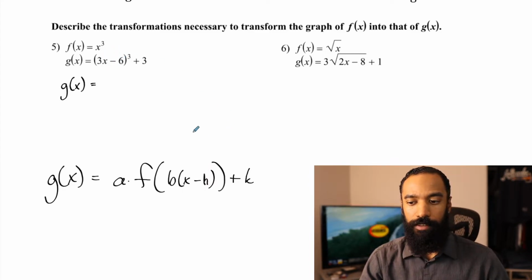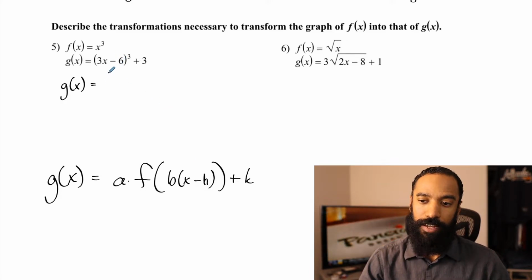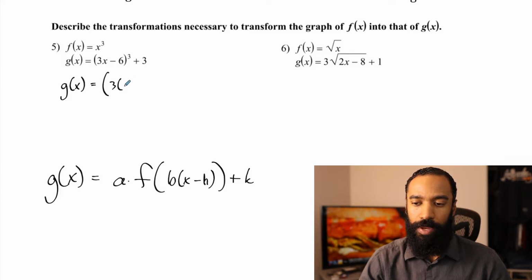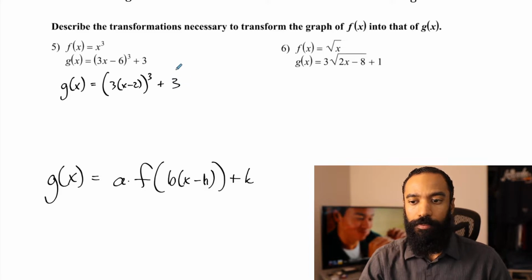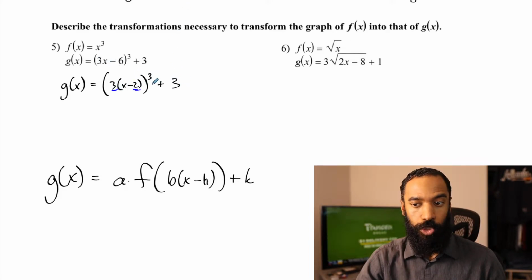The thing that's inside the function has to do with b and h, but the h is not 6. I have to factor that 3 out, not of the cubic, but of the 3x minus 6. I have to factor the 3 out, and inside you get x minus 2, like that. This reveals your true b, it was 3. This reveals your true h.